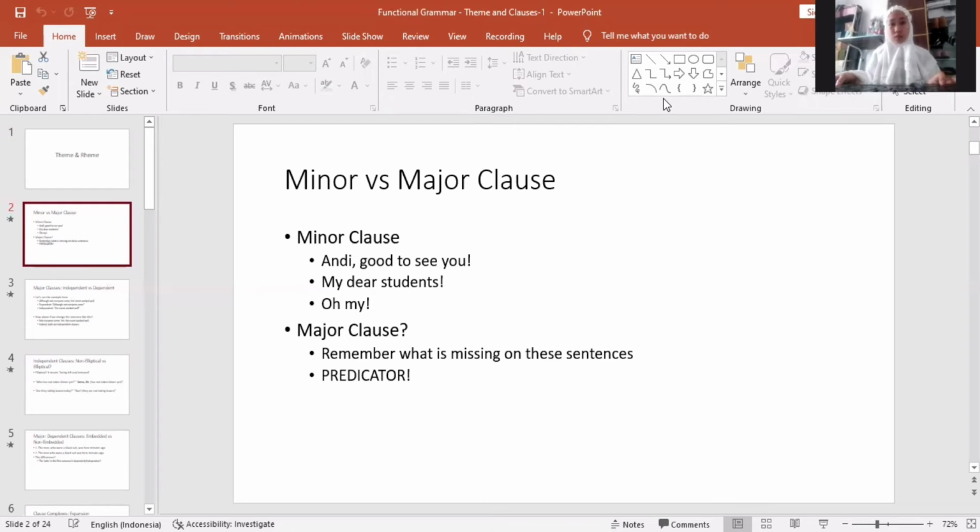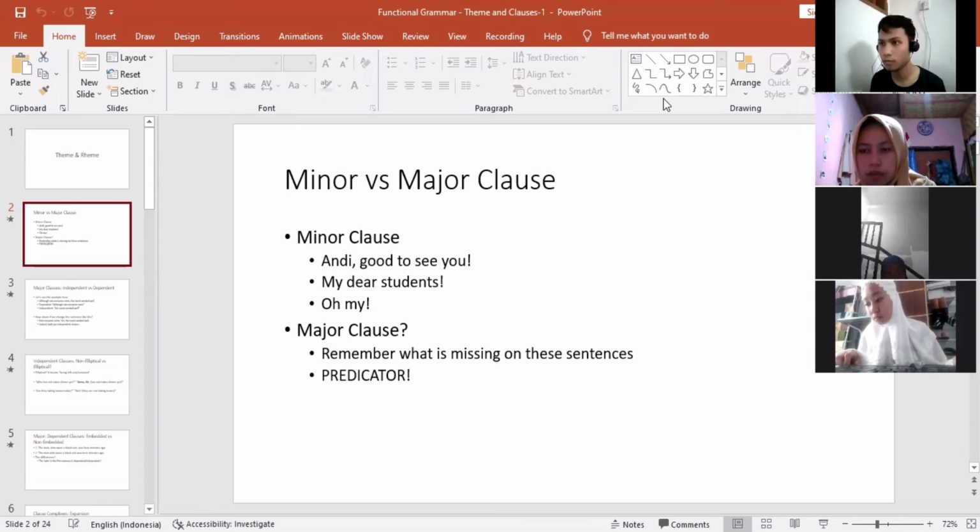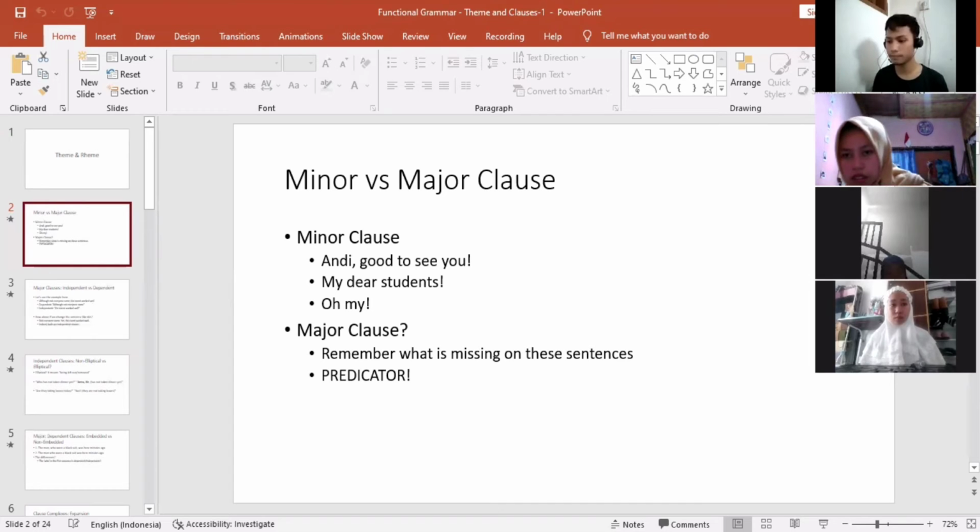Minor clauses don't have a predicate. The main types of minor clauses are address, greeting, and exclamation. For example, "Andy, good to see you." "My dear student." "Oh my." So the three types of minor clauses don't have a predicate. Major clauses have a predicate. For example, "Rani invited Maya to the party, but she does not come." Invited and come are the predicates. The next slide, please.